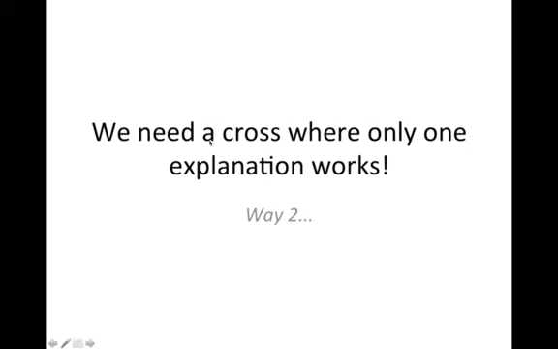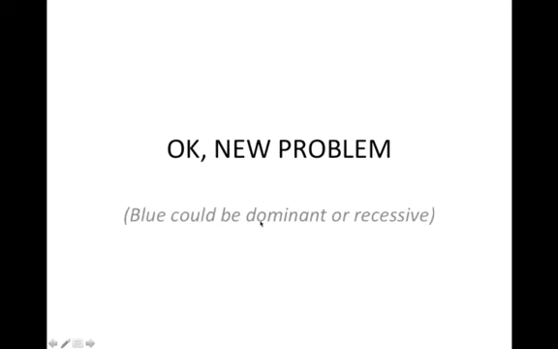Okay, so again, we need a cross where only one explanation works. Here's the second way that I know about. This is going to be a new problem. In the last problem, we said blue has to be recessive. But in this new problem, we're going to start again. Same blue and orange flies, but the outcome might be different.